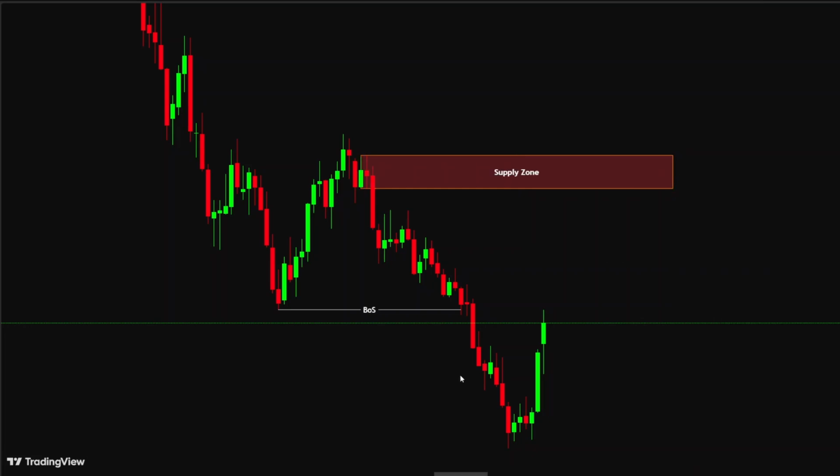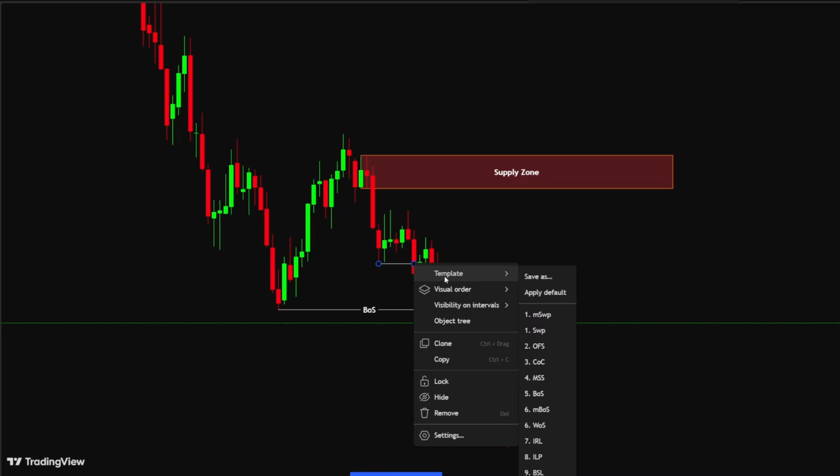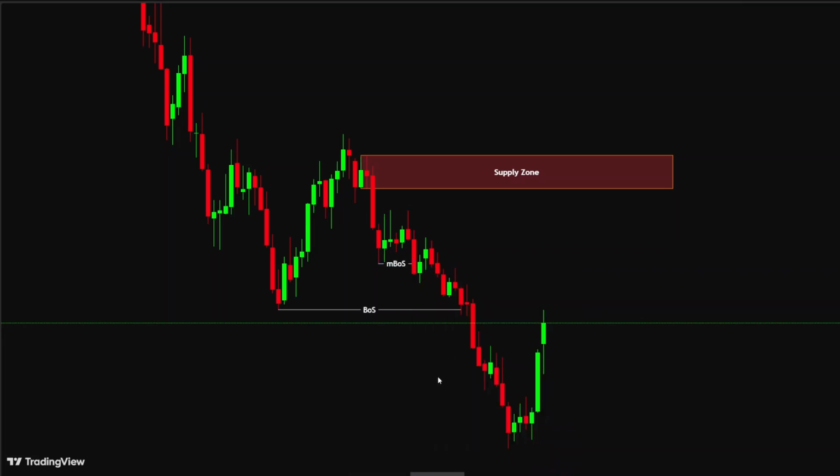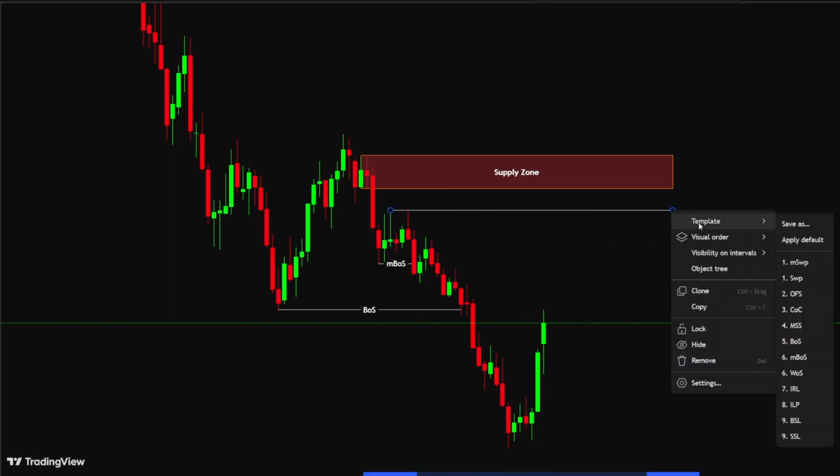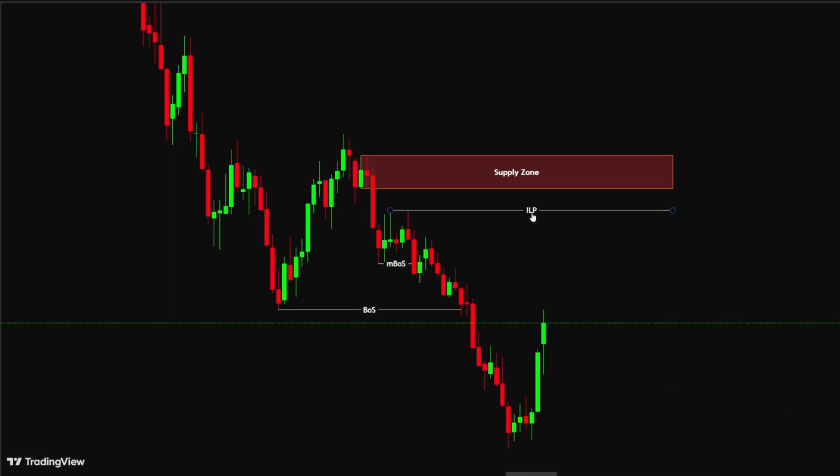Again, number two, we want to find internal break of structures. This internal break of structure carries liquidity. We call them institutional liquidity or inducement liquidity. All those names belong to this swing here. So this becomes inducement liquidity or institutional liquidity pool.